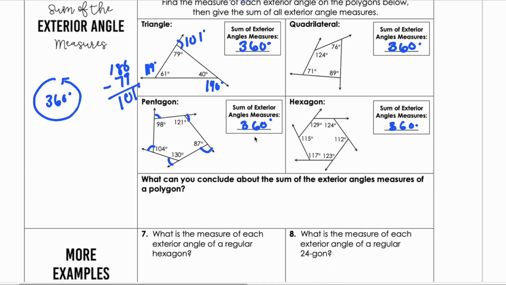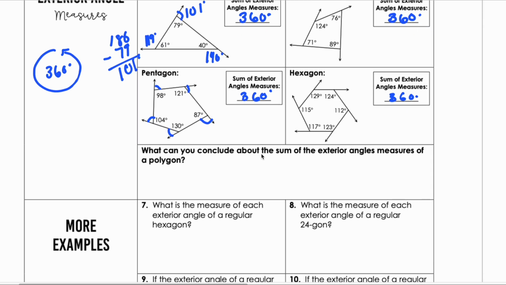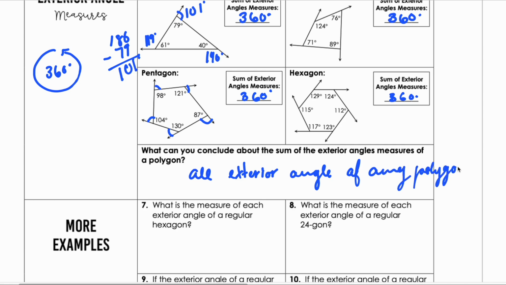So for the next portion of your notes, it says, what can you conclude about the sum of the exterior angle measures of a polygon? You can write in your own words that all exterior angles of any polygon will add up to 360 degrees.